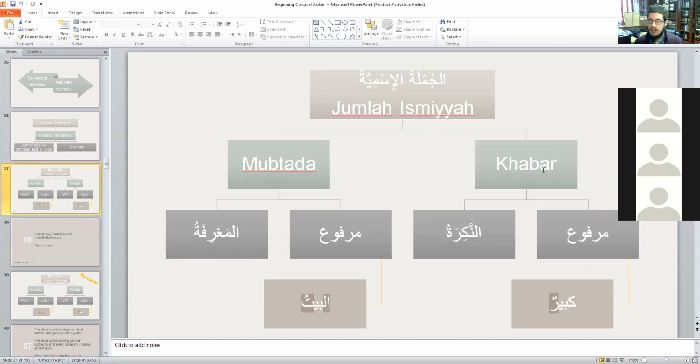Here's a nice little diagram of that as well. So we're in jumla ismiya, we have mubtada and khabar. Each of them has two primary characteristics. One of those characteristics is the same. Both the mubtada and khabar are marfu', which means that they are in the nominative case, represented by the dhamma. And then they have a second characteristic which is different, whether they are definite or indefinite. The mubtada is definite and the khabar is indefinite. Al-baytu kabirun was our previous example. That's right.